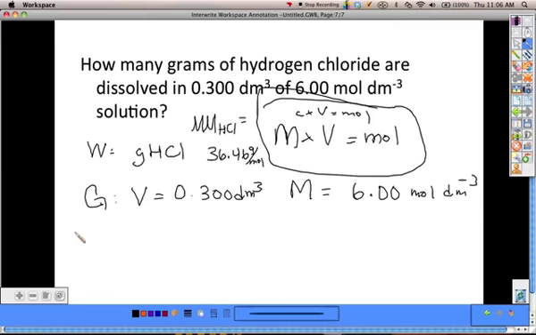So I can start out first. I know that moles of HCl is equal to my molarity times my volume, so 0.300 decimeters cubed times 6.00 moles decimeters to the -3.